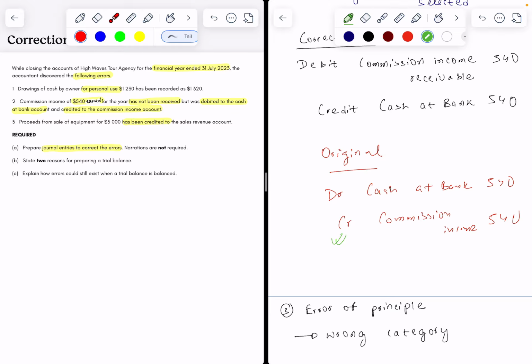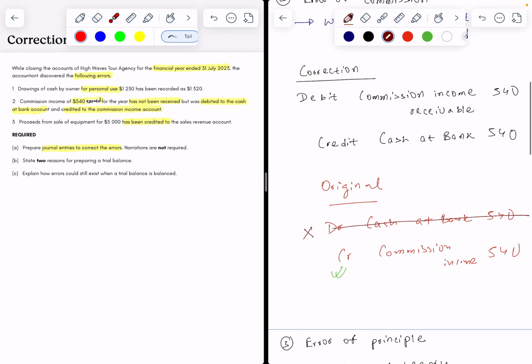All right. But while this income is earned, the question clearly mentions that this commission income has not been received. What does that mean if it has not been received? That means we didn't get any deposits in our bank account, which would make sense for us to debit the cash at bank account by $540. Therefore, that is the incorrect entry here.